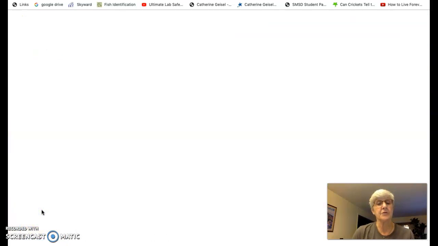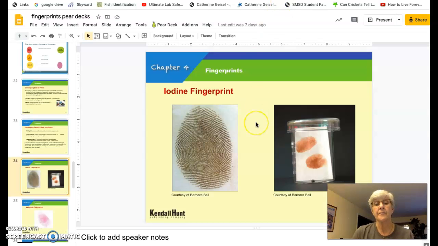This is a ninhydrin print, if it brings it up here. Ninhydrin, remember, is, sorry, my slide jumped in the middle there. That's the iodine.